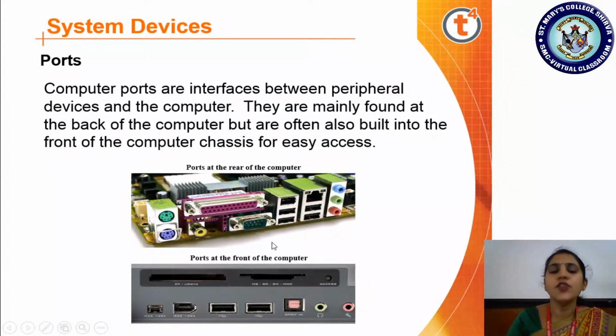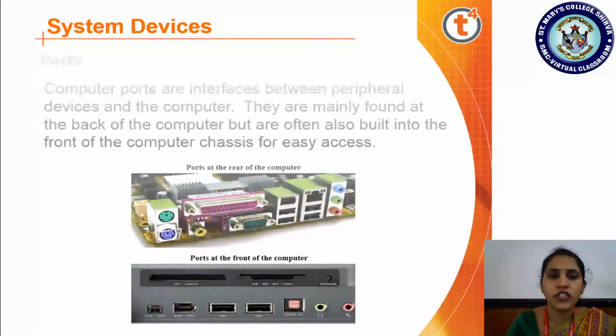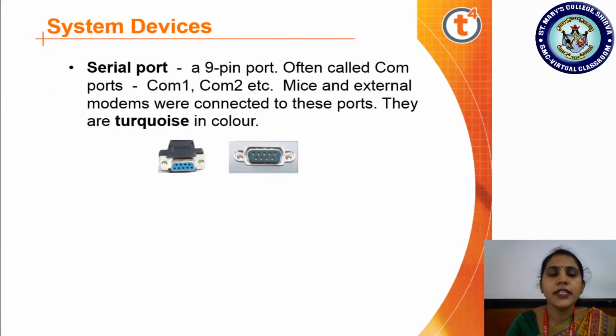The ports, okay? So what is that serial port? See, this is the parallel port and these are the serial ports. We'll understand what this actually means. See, serial port, it is of how many pins? A 9-pin port, and it is often called COM1, COM2, etc. The mouse and external modems were connected to these ports. They are turquoise in color.